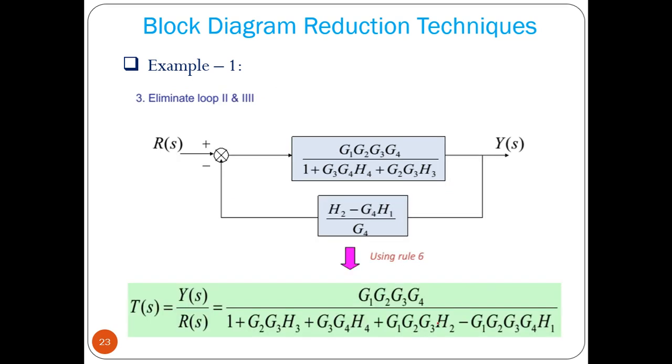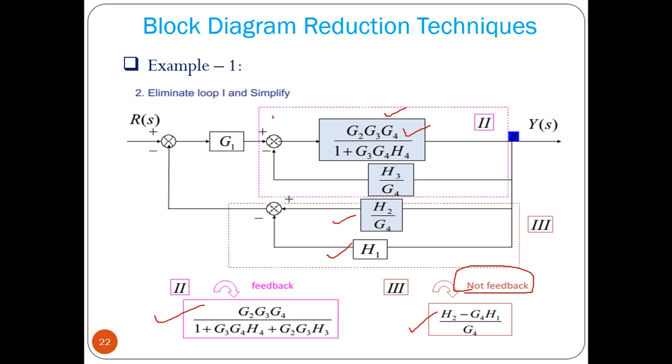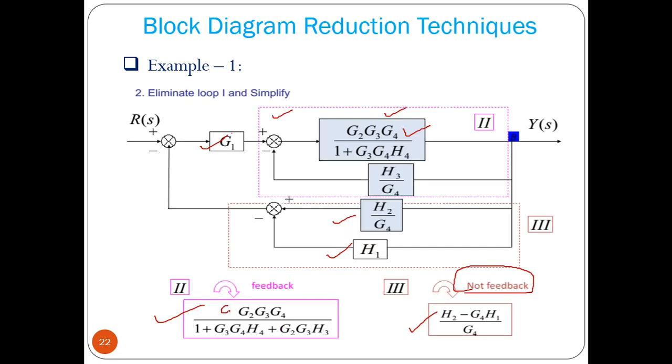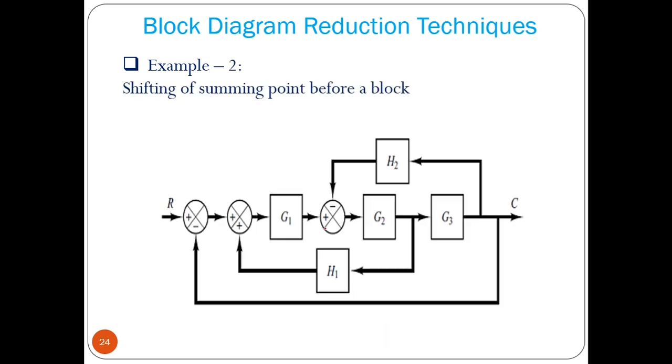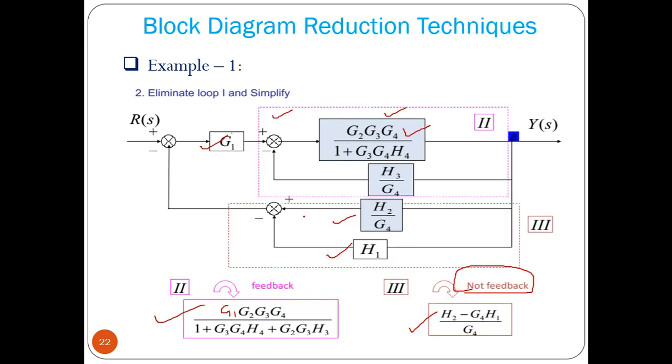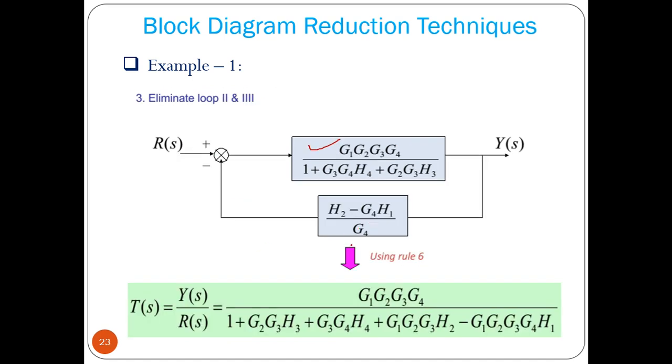After that, this block comes in series with G1, so we can multiply. Now see here, G1 comes into the picture. We have G1 into this, and the total is a negative feedback, so you can use the formula G divided by 1 plus GH. If you solve that, you will get this particular transfer function. Okay, this is a simple problem.